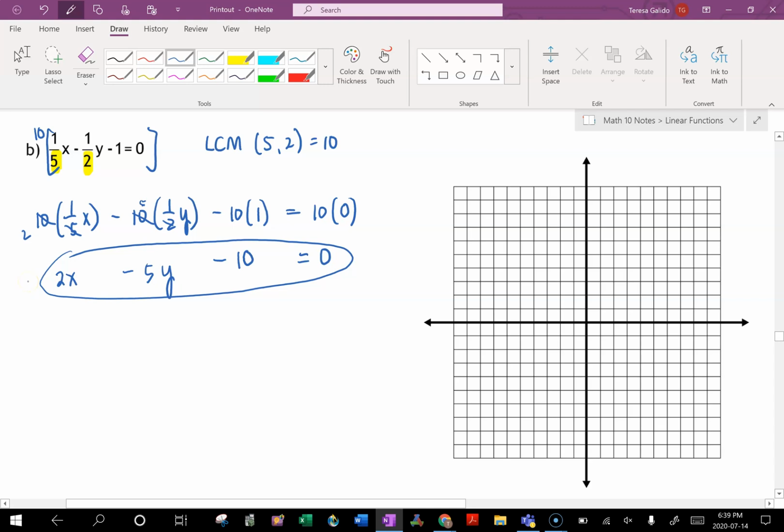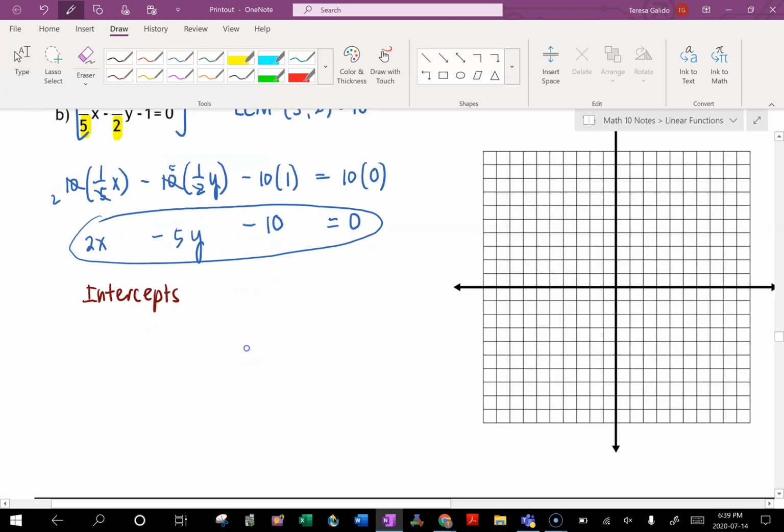Now, how do we graph this general form of the line? The first way we can do it is using the method we did in example 1. A second way to do it is using the intercepts. We did intercepts in our previous unit, relations and functions. So let's recall how we did that.